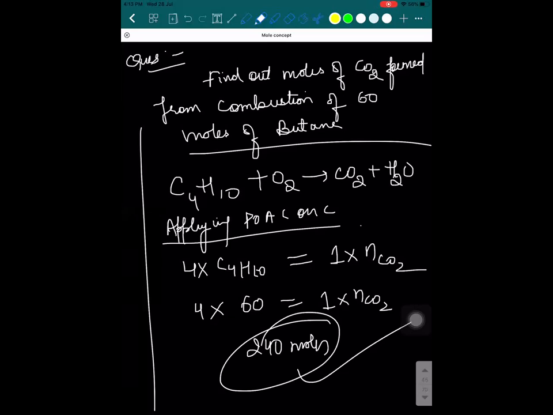Yes, Harshit Reddy, tell me what is the doubt? Ma'am, why we are applying on carbon, ma'am? Because I want the CO2 now. So if I'll apply on hydrogen, then will it work for me? No, na? Because C4H10 also contains carbon, CO2 also contains carbon, isn't it? Yes, ma'am. That's why. Okay.